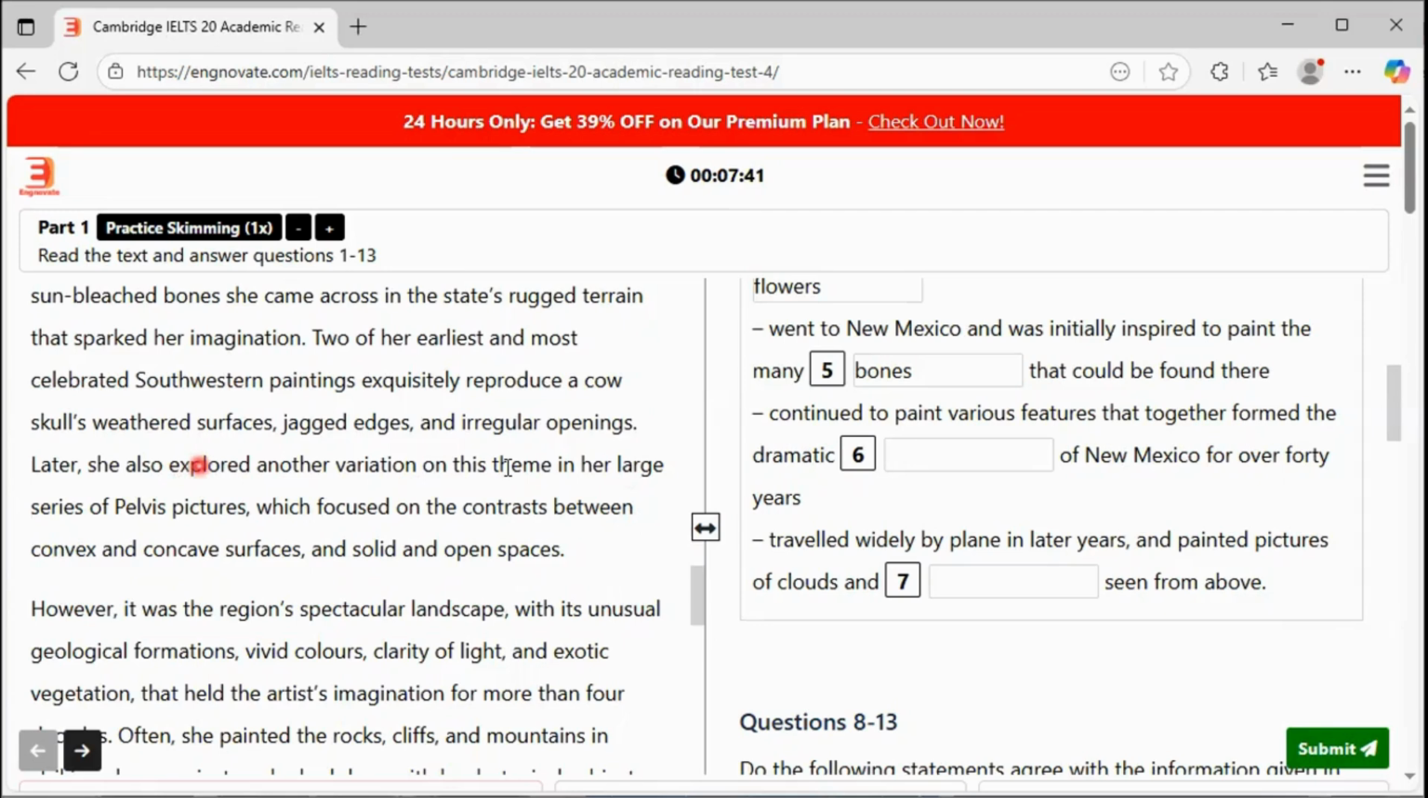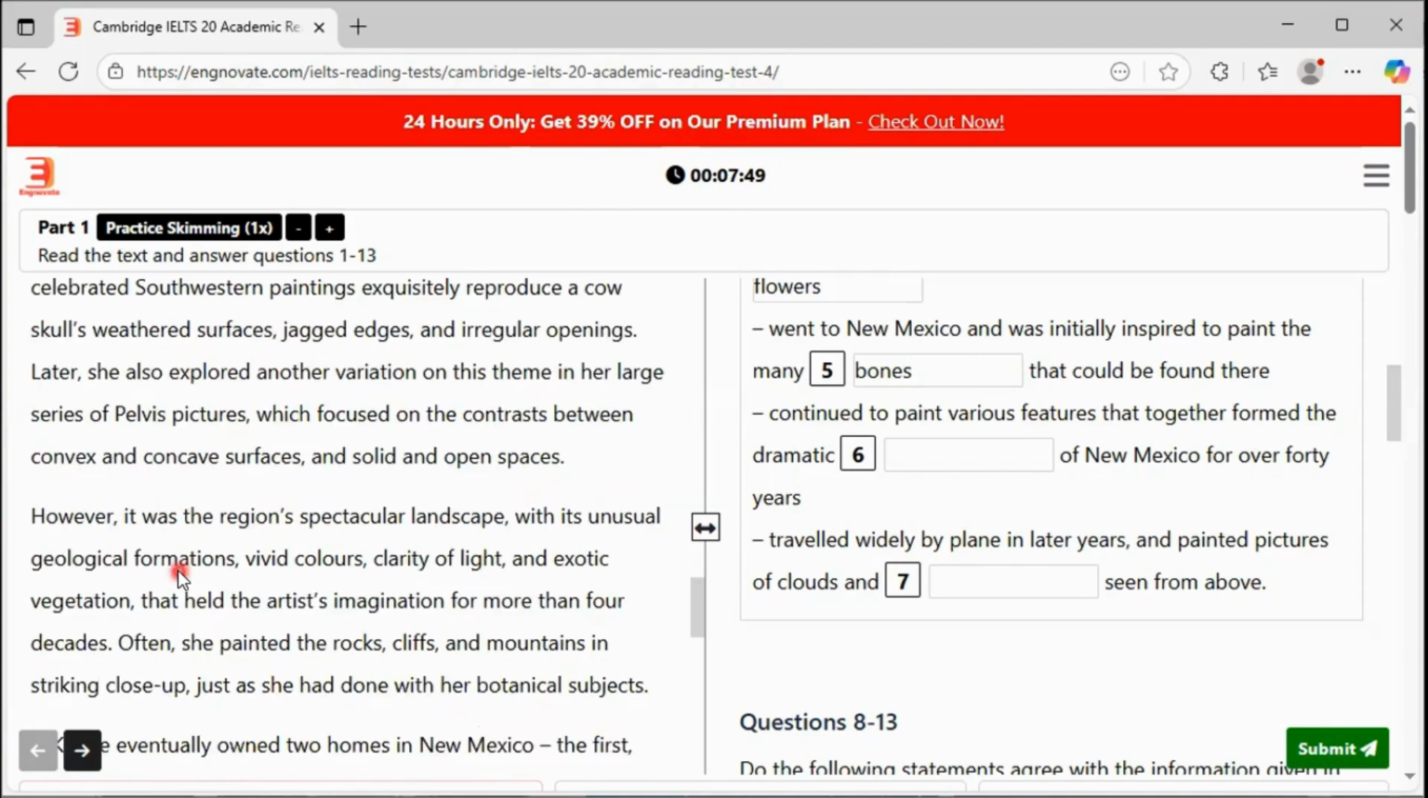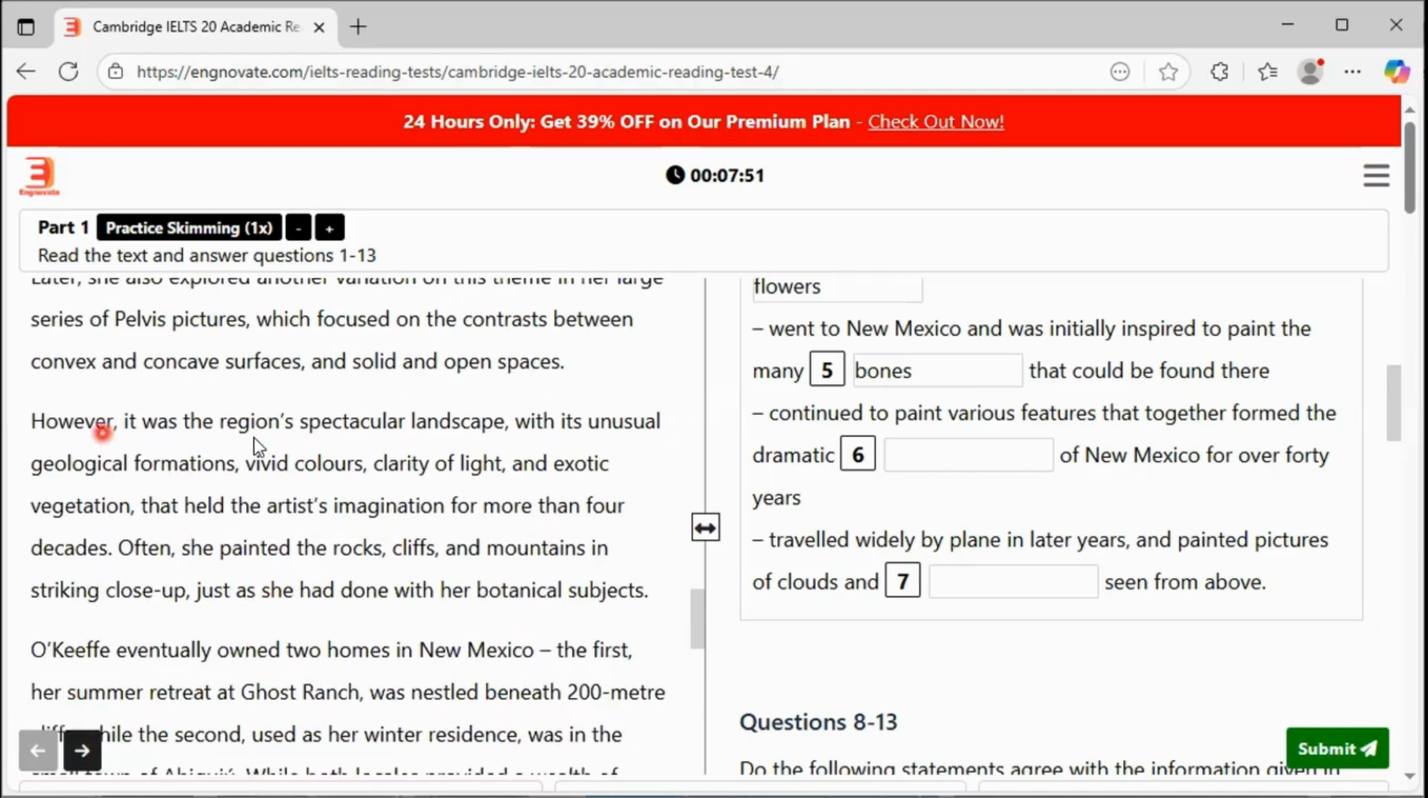Explored other variations. Large series of pelvis pictures. Okay. Dramatic dash of New Mexico. However, it was the region's, this is a paraphrase of New Mexico. This region is referring to New Mexico. It was the region's spectacular landscape. Spectacular is a paraphrase for dramatic.